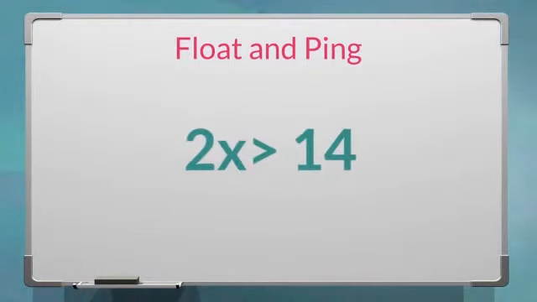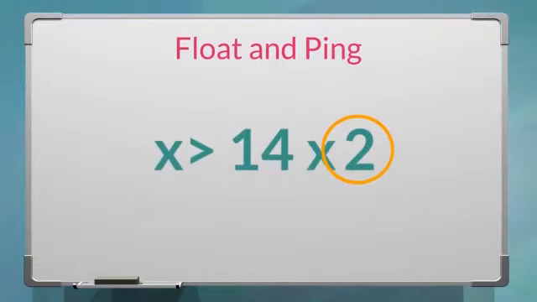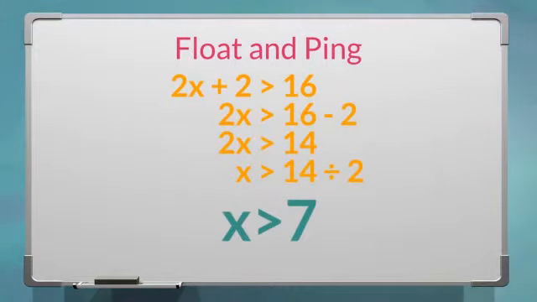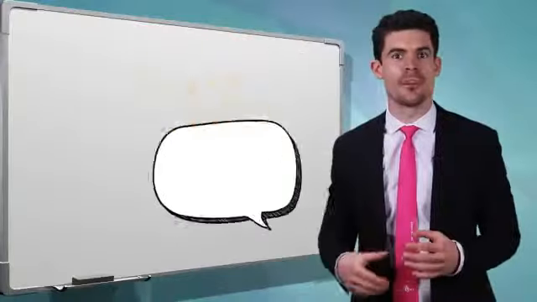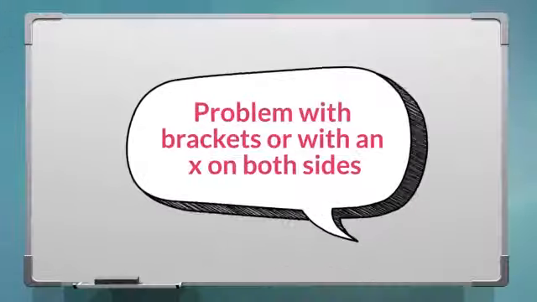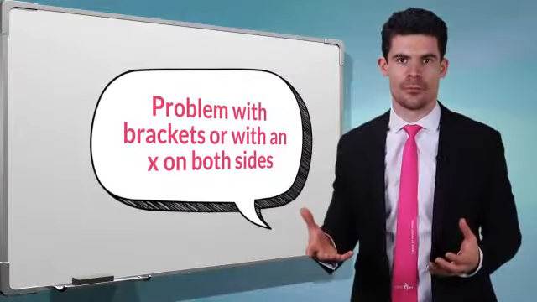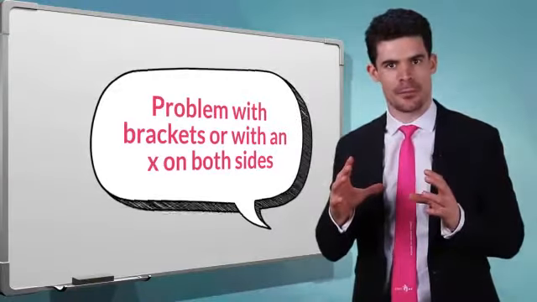This 2x here means 2 times x, but we just want x on its own. We need to float this 2 over as well, but when this floats over, it pings from times by 2 to divide by 2. So we get x is more than 14 divided by 2, which then gives us x is more than 7. Now, x is on its own, and at no point did I change that inequality symbol. Sometimes you may get a problem with brackets or with an x on both sides. Just use the same approaches we used when solving an equation, but never change that symbol to an equal sign.